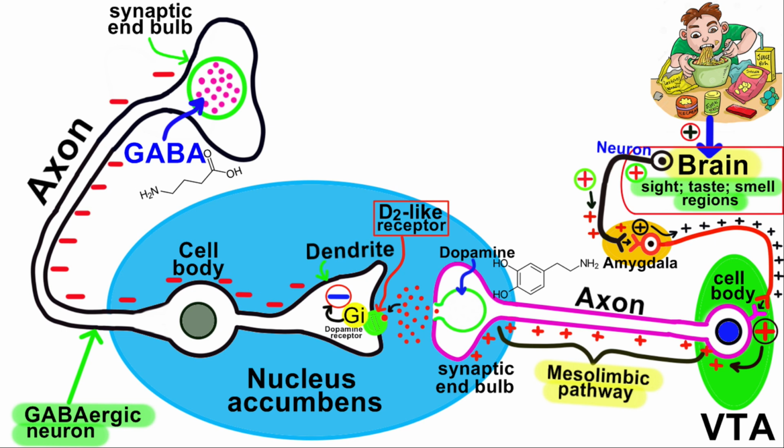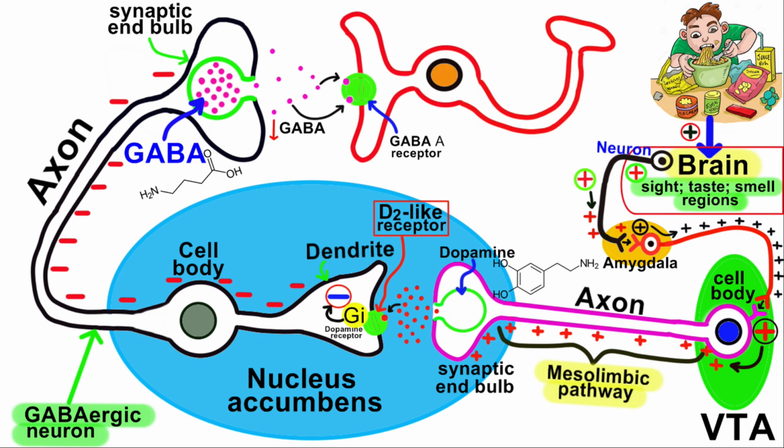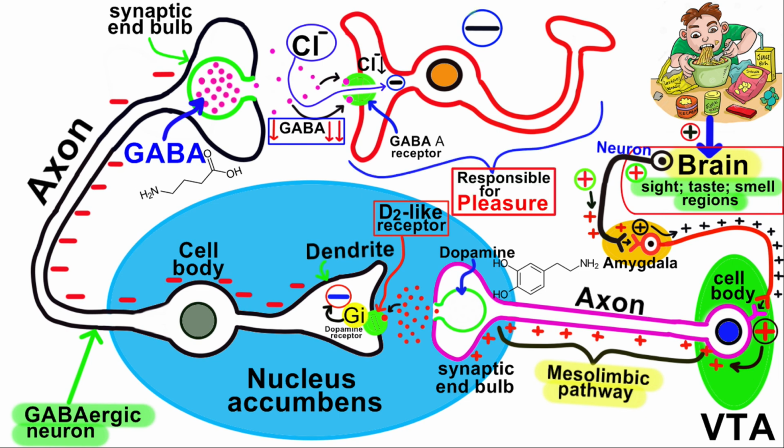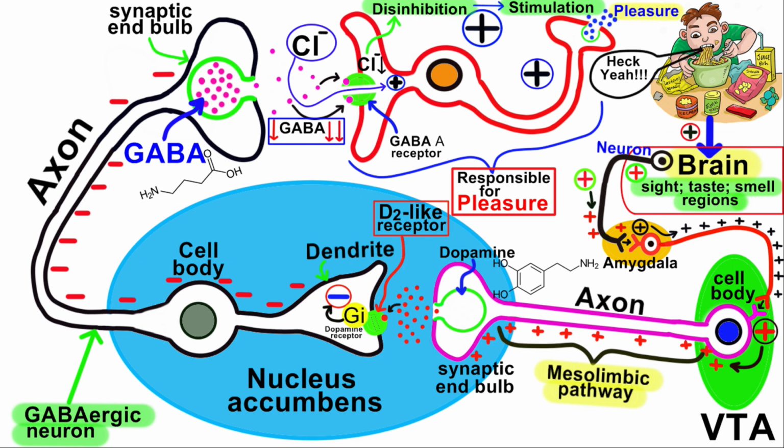Because of that, they will release little to no GABA. Normally, GABA binds to GABA type A receptors. Chloride ions enter the neuron and hyperpolarize it, thus inhibiting it. But since there's little to no GABA in the synaptic cleft, very few chloride ions are going to enter the cell. If GABA doesn't inhibit the neurons from the parts of the brain responsible for pleasure anymore, this is called disinhibition. Or you could say stimulation. This stimulation creates the experience of pleasure.